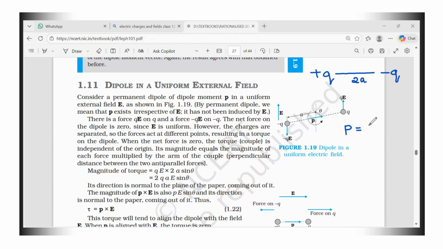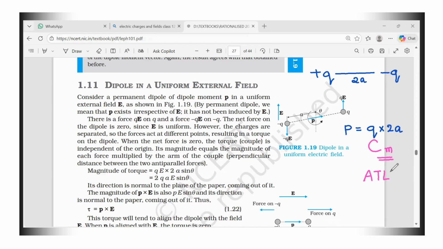Dipole moment P is calculated as one of the charges into the perpendicular distance. The SI unit of charge is coulomb and the SI unit of distance is meter. Ensure that it is written as capital C and small m. Coulomb meter is the SI unit of dipole moment. The dimension of Q is AT and length is L. So this is the dimension of dipole moment.